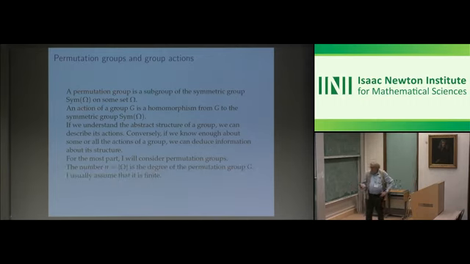And a bit of notation. The number of points in the set omega is the degree of the permutation group. I will usually assume that this is finite in this talk, but there are very interesting things about infinite permutation groups, which you won't hear any of from me today, unfortunately.